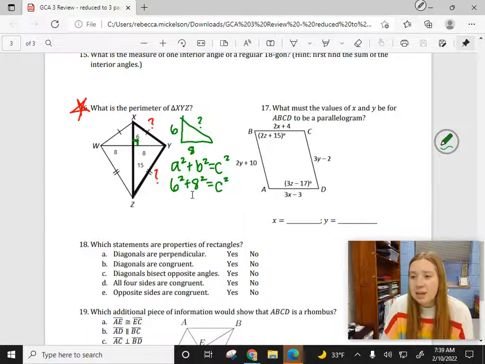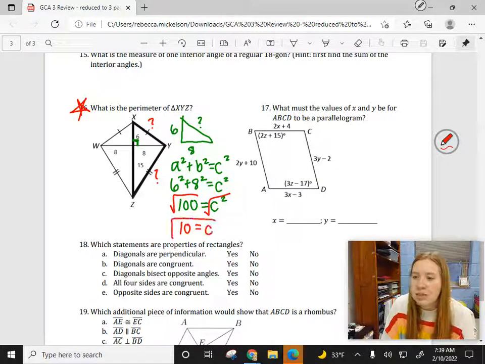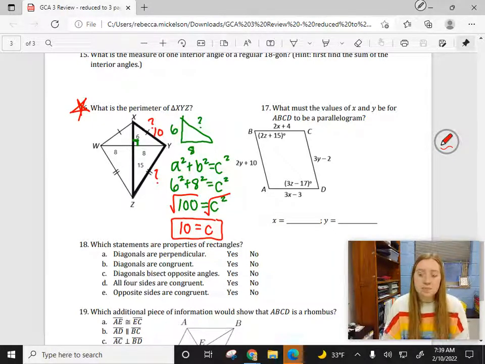6 squared plus 8 squared is 100. That's 36 plus 64. And the last step to get C by itself is going to be to take the square root of both sides. The square root of 100 is 10, which means C has a value of 10 right over here.